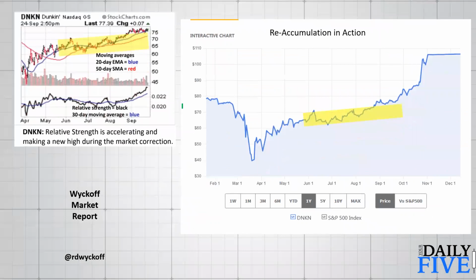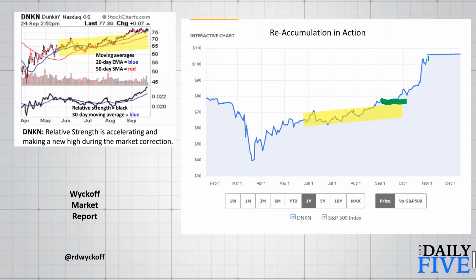Okay, so let's look at some examples. Dunkin' Donuts. Dunkin' Donuts here in the yellow shaded areas represents a reaccumulation. And this reaccumulation at the end of September over here, this was a jump out of the reaccumulation, which had an upward tilt to it and a backup, we call it, or a pause before a new uptrend begins. We can see here that that's the case right there on the same chart.